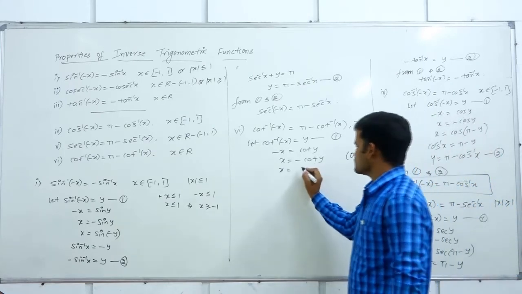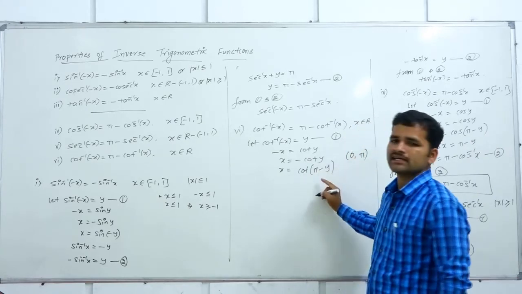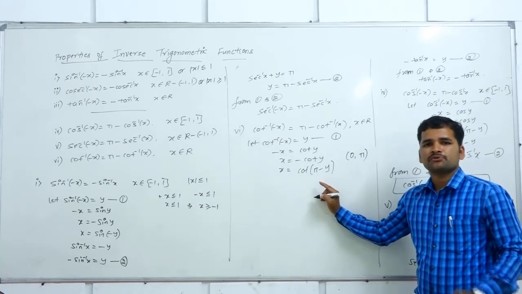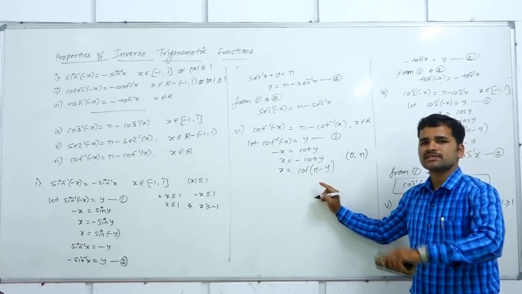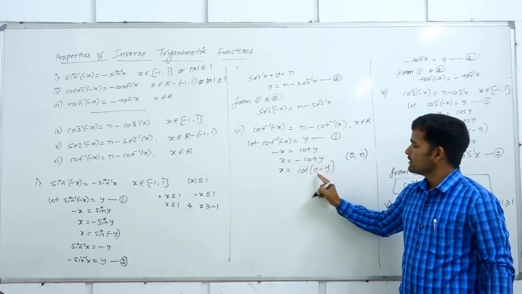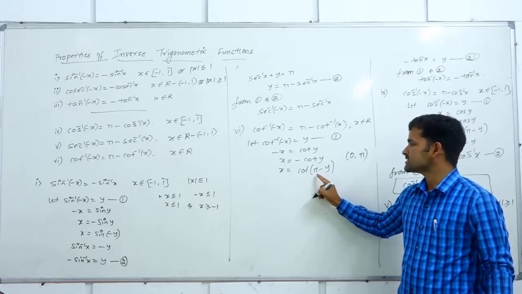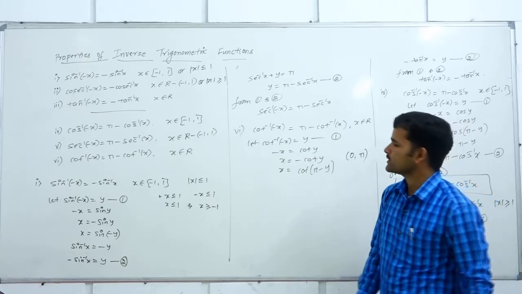So minus cot y can be written as cot of pi minus y. Again you see pi minus y, 180 minus, in the sense it comes to the second quadrant. In the second quadrant cot is negative, we will put the negative. In 180, two 90s, an even number of 90s is there, we will not change the trigonometric function, that will be cot y only. Okay.